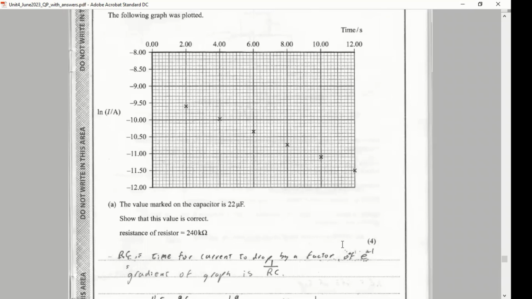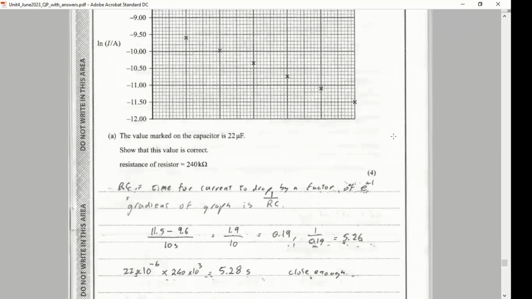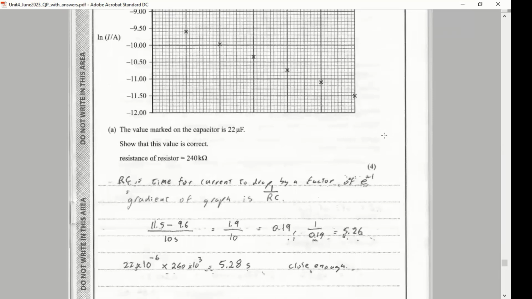is RC. So the gradient of this graph is 1 over RC. So if you work out the gradient of the graph, it's about 11.5 take away 9.6 divided by 10 seconds. It's about 0.19. And the reciprocal of that is 5.26 seconds. And then we compare that to the RC value that we've from the values.